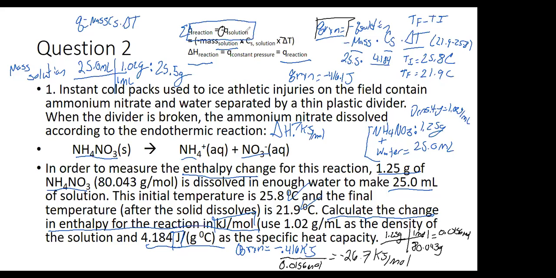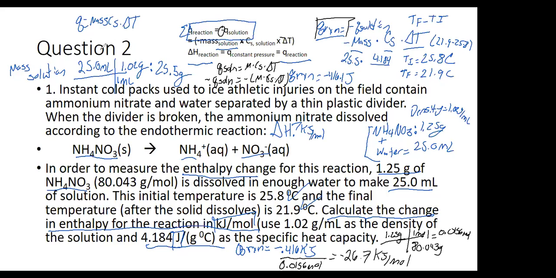That's negative Q solution. So Q solution is mass times CS times delta T. Therefore, negative Q solution is negative multiplied by mass CS delta T. Delta T is change of temperature, right? So delta always means change. Whatever it's in front of is what we're changing. So delta T is change in temperature.